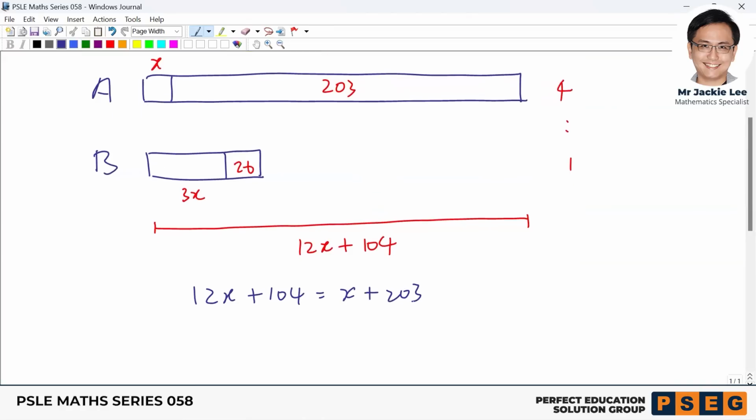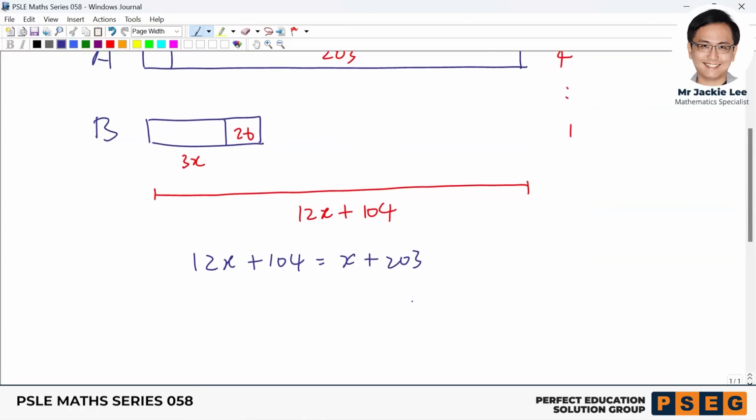Am I right? Okay, so 12x minus x is 11x. Meanwhile, 203 minus 104 will give us 99. So this one will give x equals 9. Okay, so I think we are ready to answer. Let's see what the question is asking.